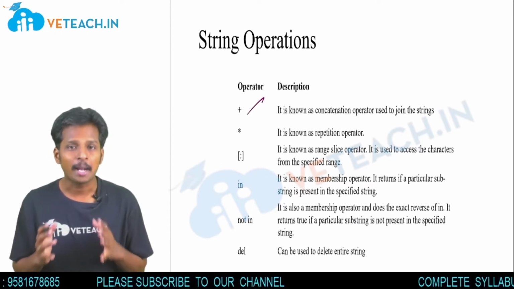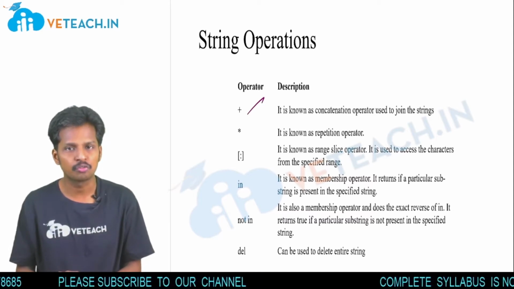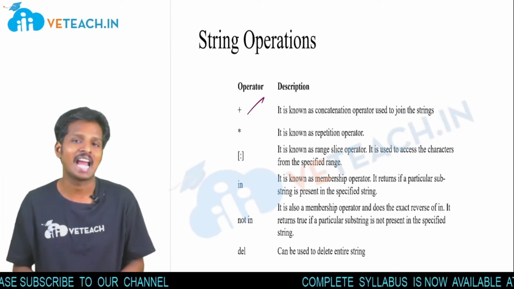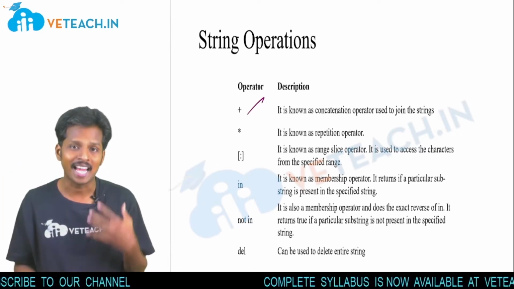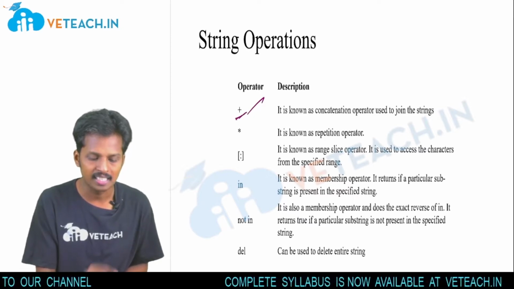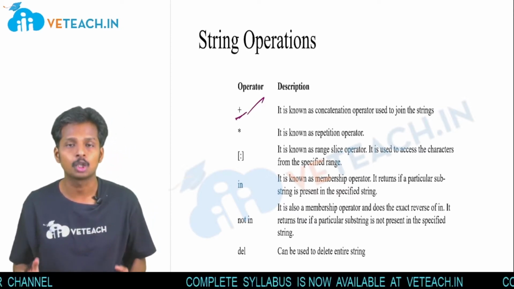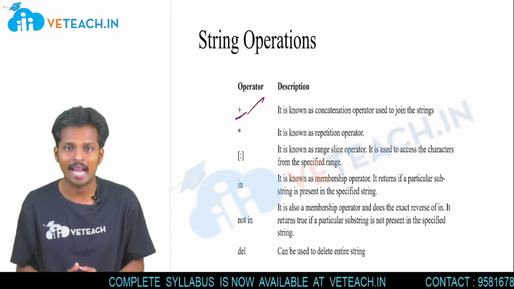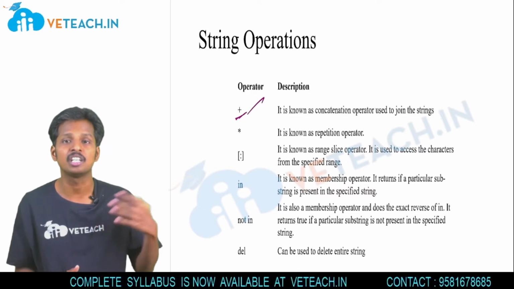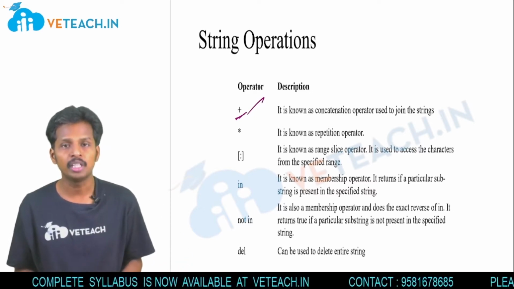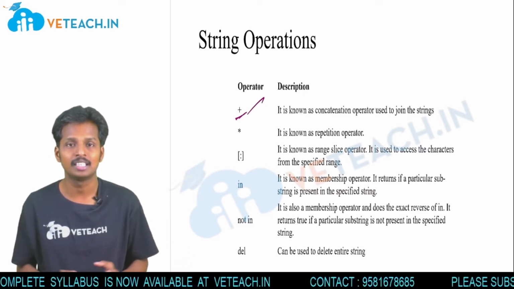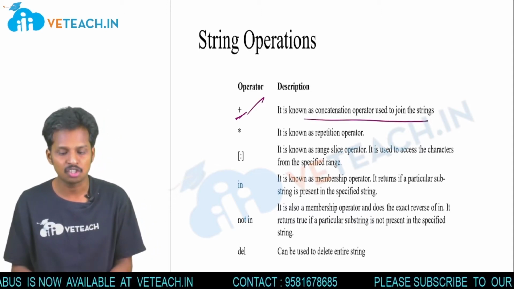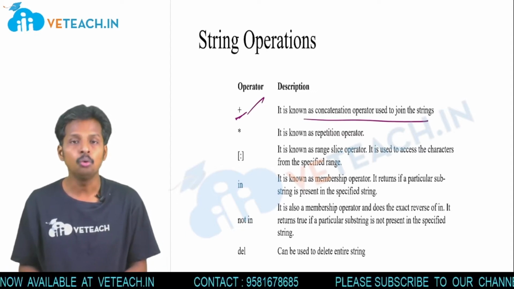We can use different symbols or operators to work with strings. Plus: if I want to combine two strings, that is concatenation. Without writing programs, as we generally do in other languages, we can directly place a plus operator between the two strings that we want to join. So it's known as a concatenation operation, used to join two strings.